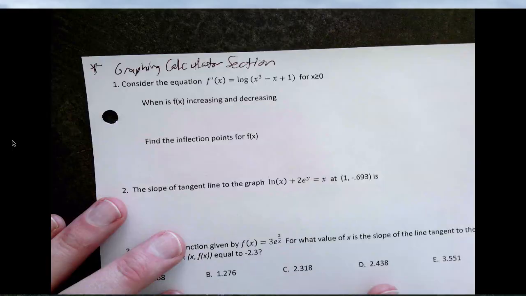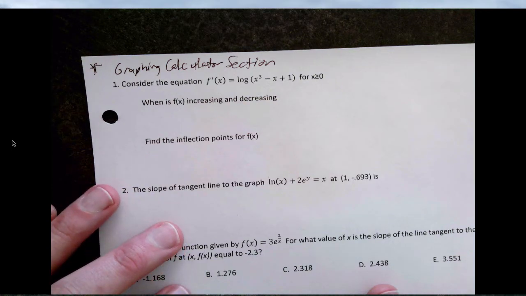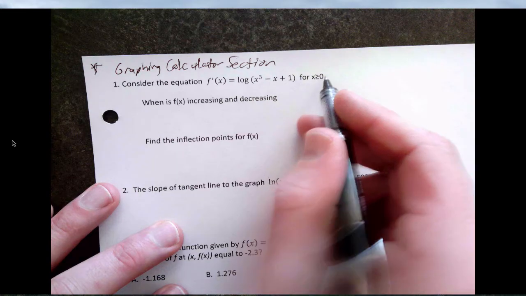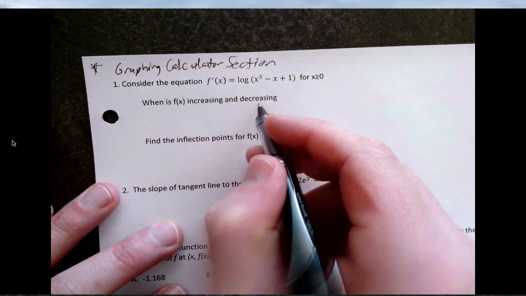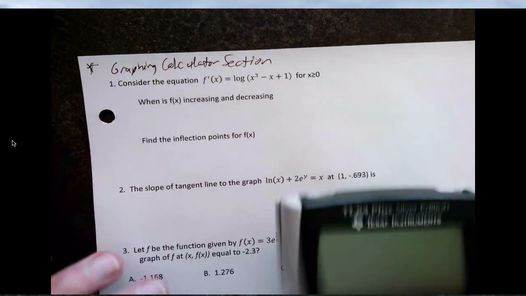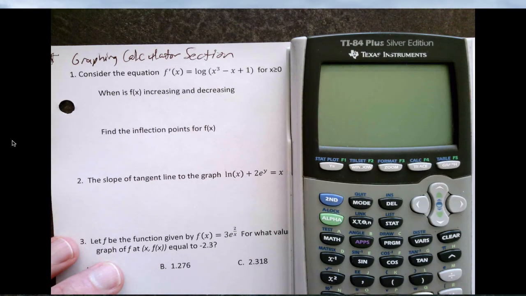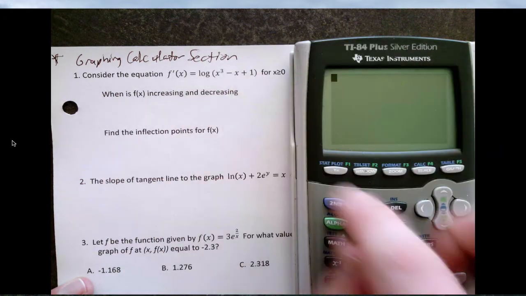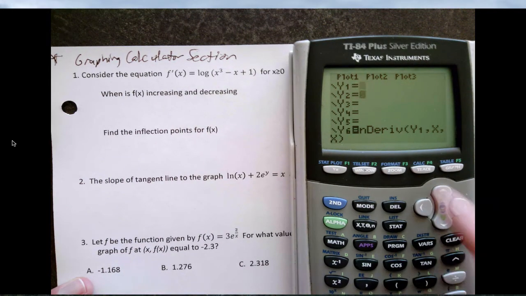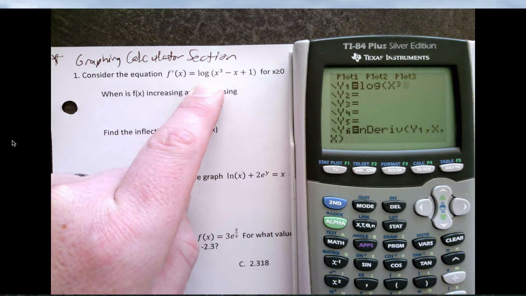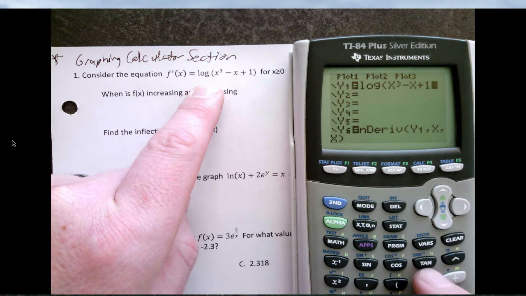Okay, so this is the graphing calculator section right here. It says consider this equation, f prime equals this. For x is this. When is x increasing and decreasing? Find the inflection points for f. All right, so let's use a graphing calculator analysis on this one. Okay, so I'm going to type all of that into y equals, and that is log base 10, so I'm good on that one. X math 3 minus x plus 1, close.